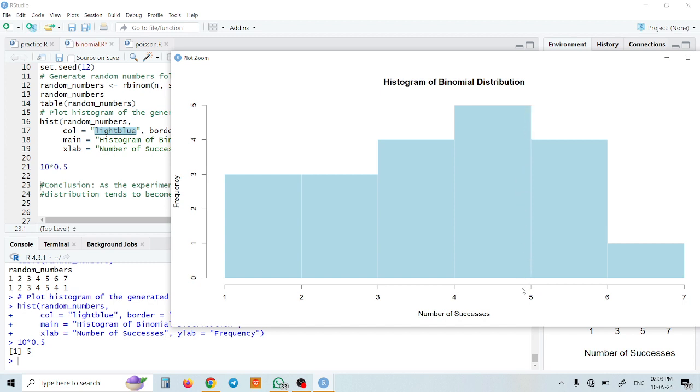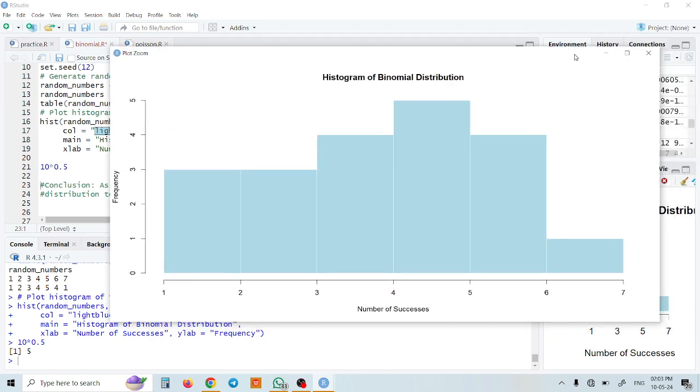Here it is lying. From the nature of the distribution, you can see it is negatively skewed, like most of the values are lying below the mean, which is 5, right? And fewer values are more than 5. So it is negatively skewed.